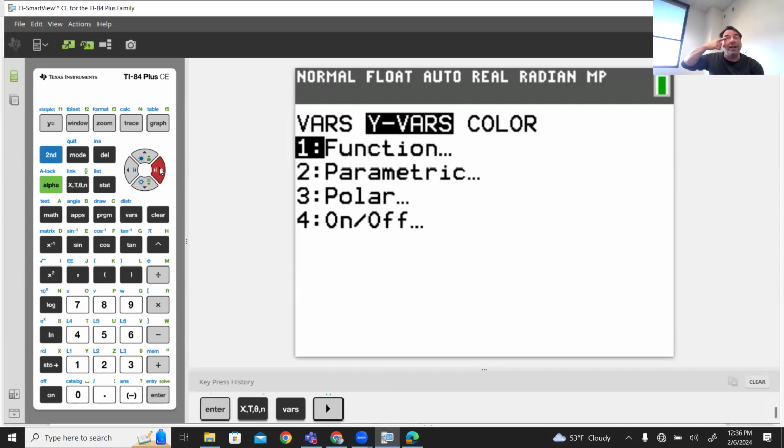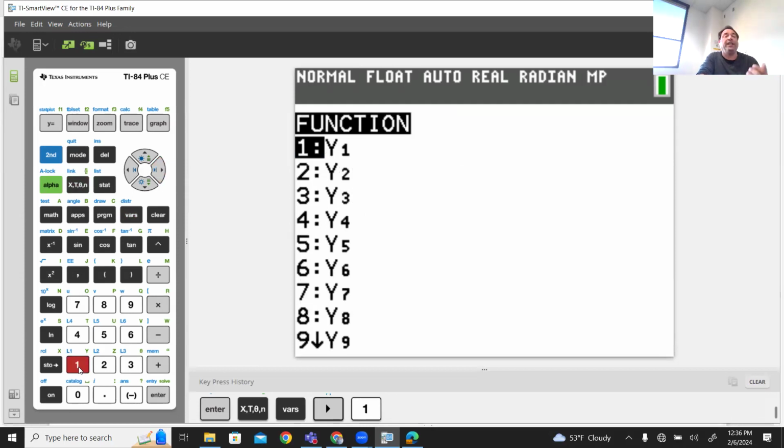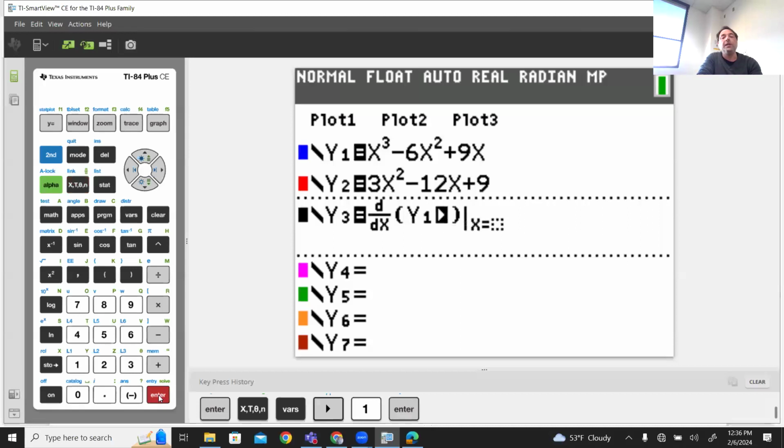To the right for y vars. Number 1 for function, and you can refer to anything on there, but where's our original? y1. Then push to the right, and at the end, they want another x. The reason why they want another x is we're taking the derivative with respect to x in terms of x. That's why it's 2 x's.